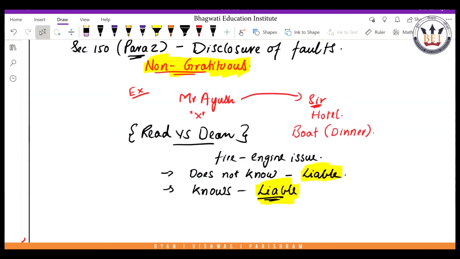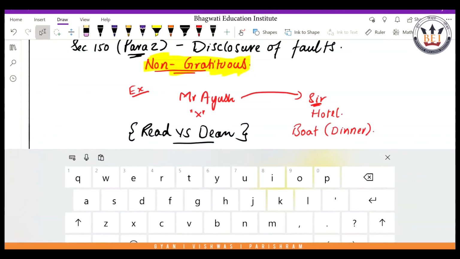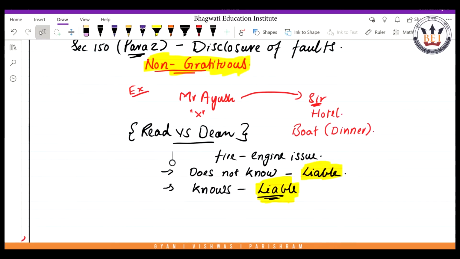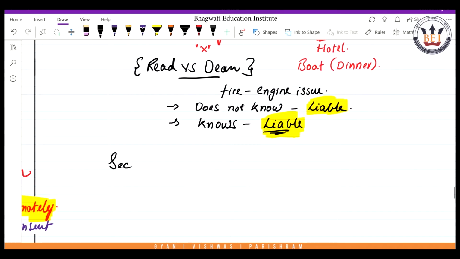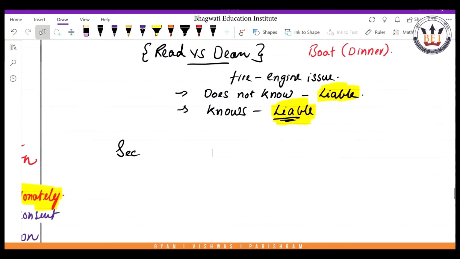So that sums up our section 150 para 1 and 2 regarding the disclosure of faults in the goods bailed by the bailor. Right, now moving a little ahead, we go on to the next part. We have 2 points done, so we'll be doing section 158. Section 158 discusses expenses.